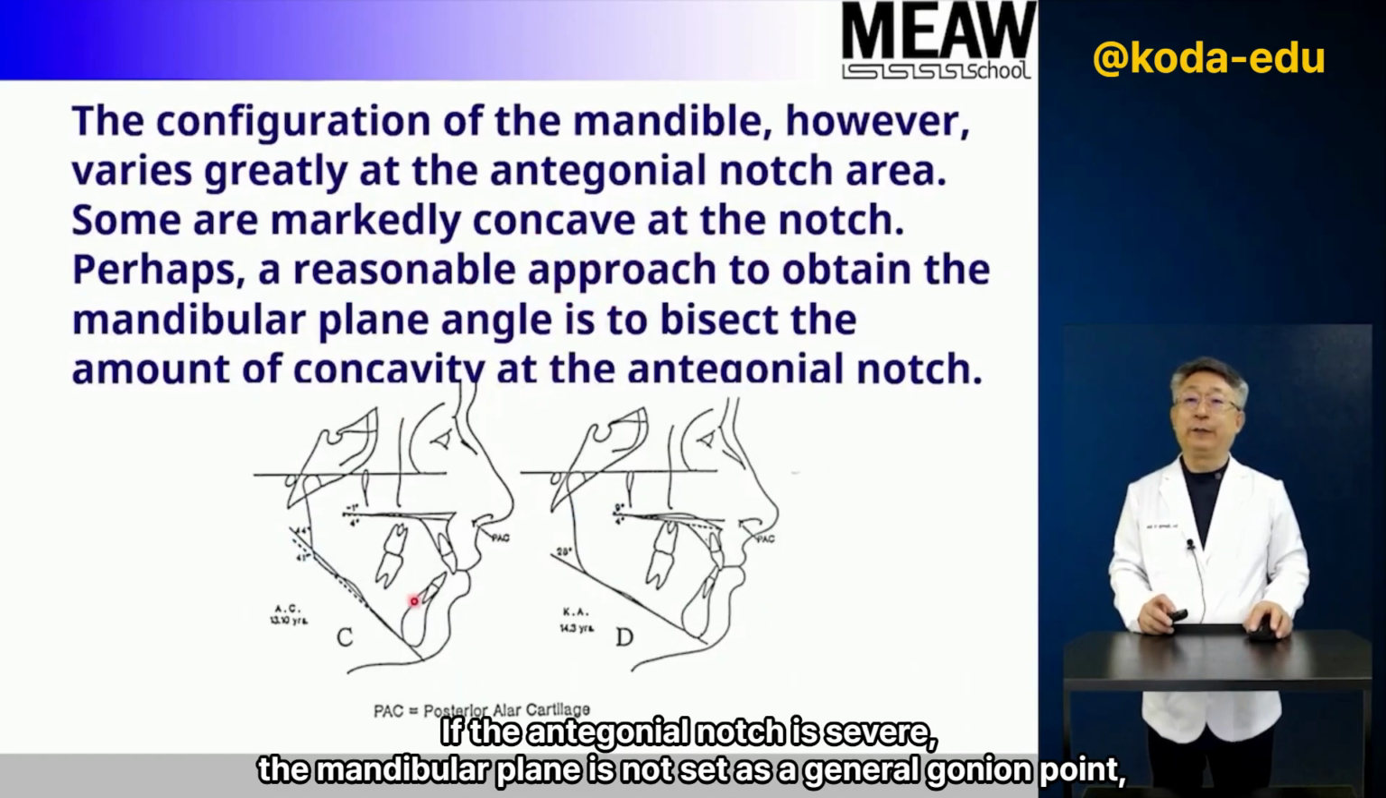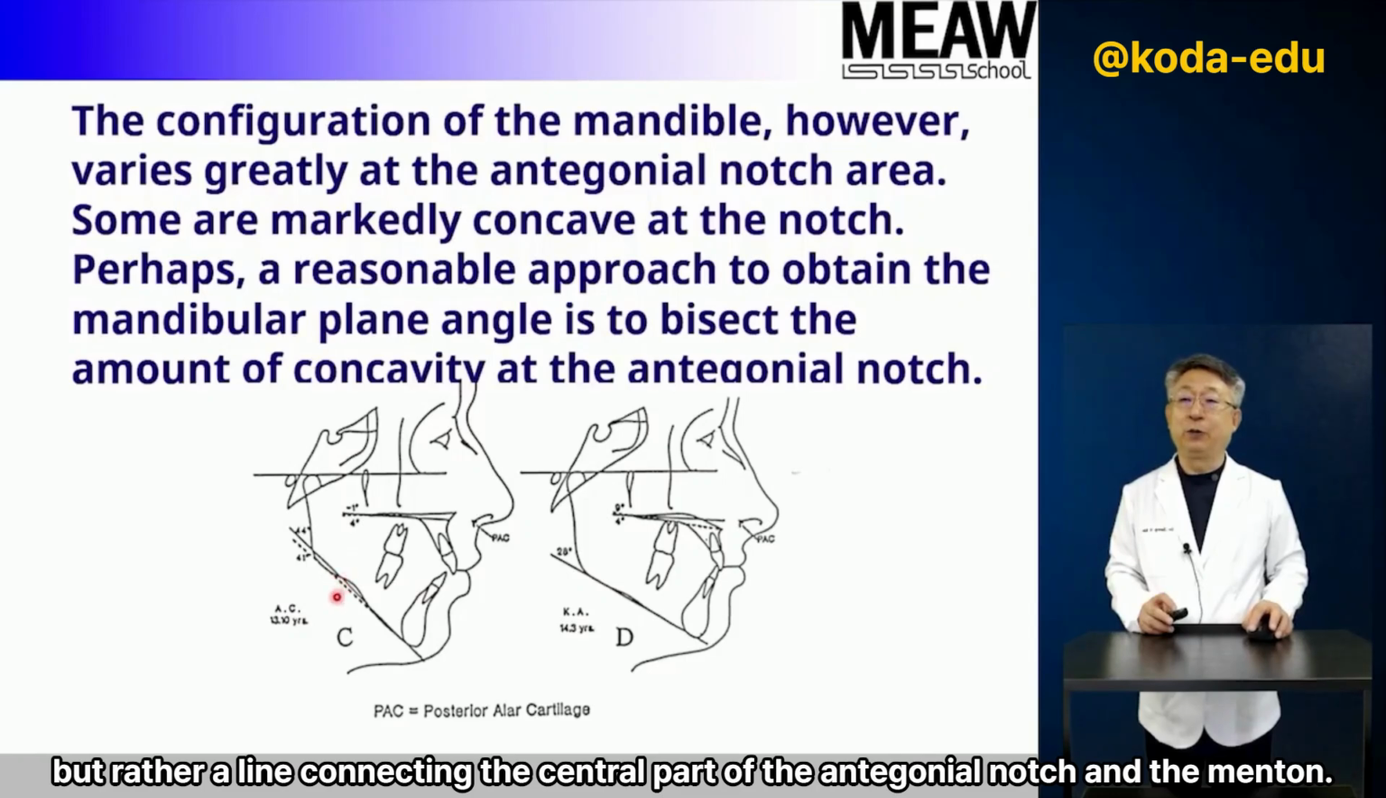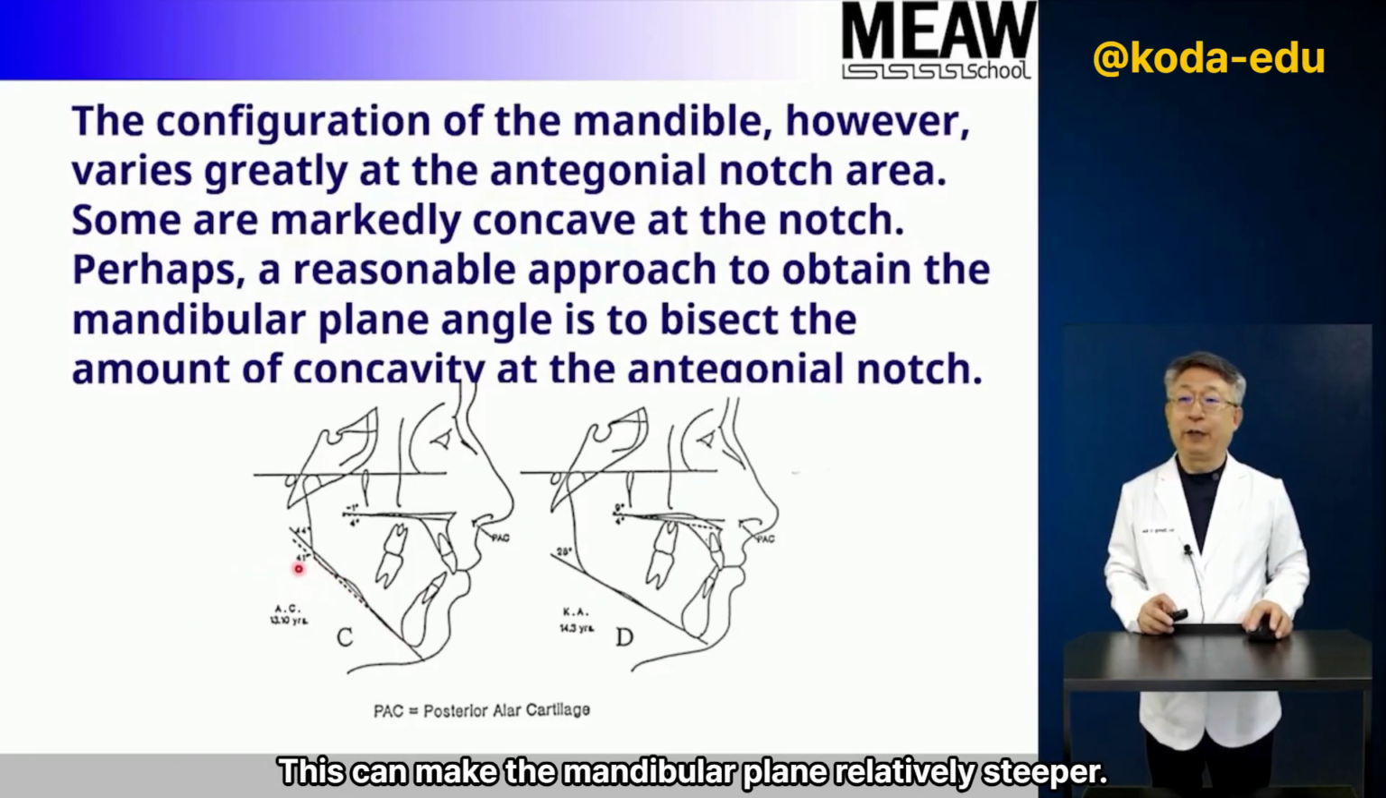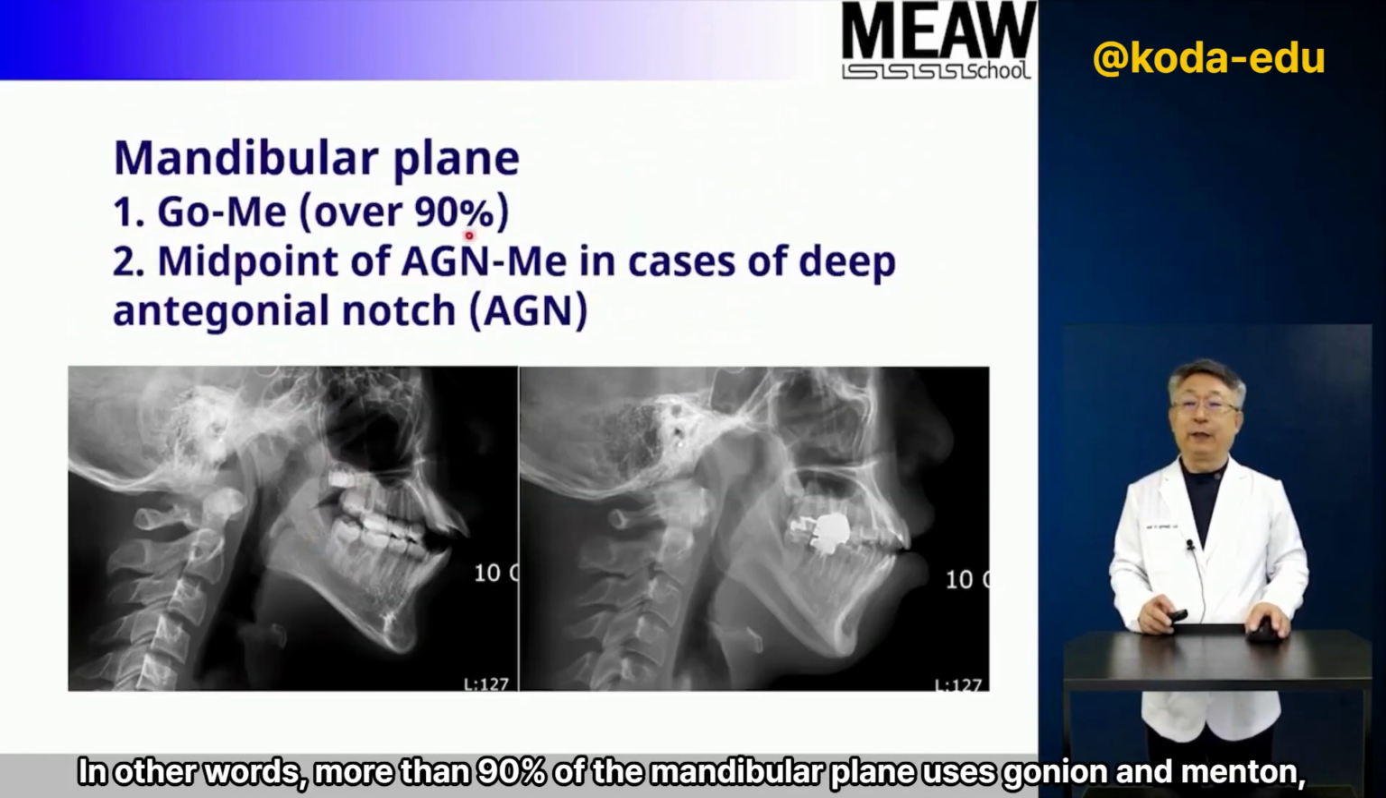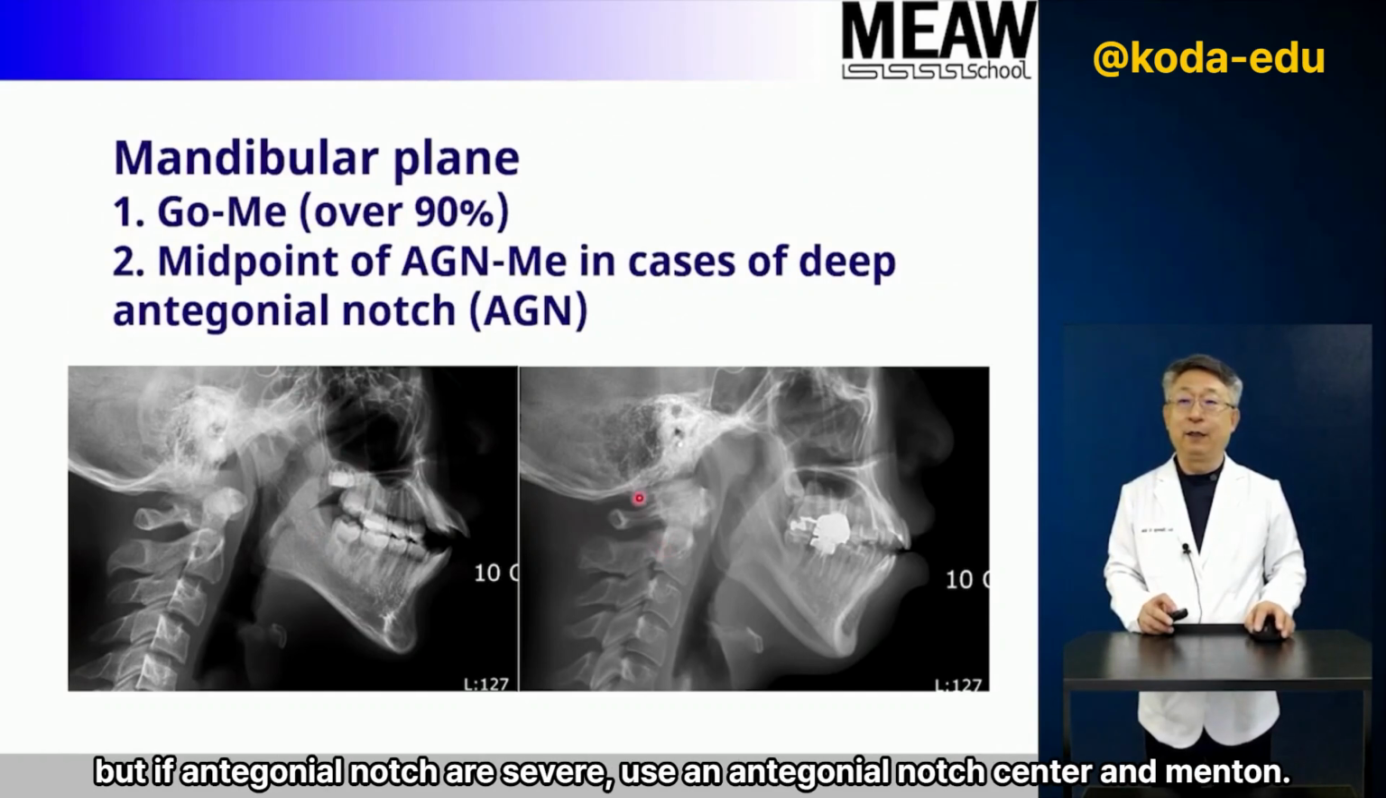If the antegonial notch is severe, the mandibular plane is not set with the general gonion point, but rather as a line connecting the central part of the antegonial notch and the menton. This can make the mandibular plane relatively steeper. In other words, more than 90% of the time the mandibular plane uses gonion and menton. But if the antegonial notch is severe, use the antegonial notch center and menton.